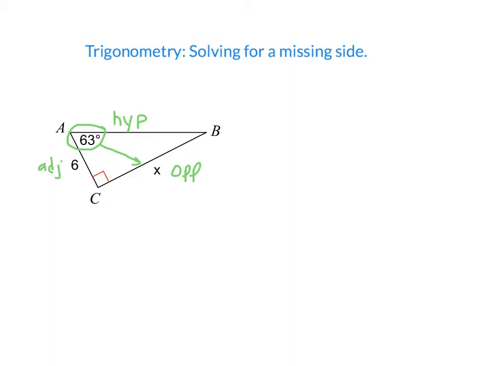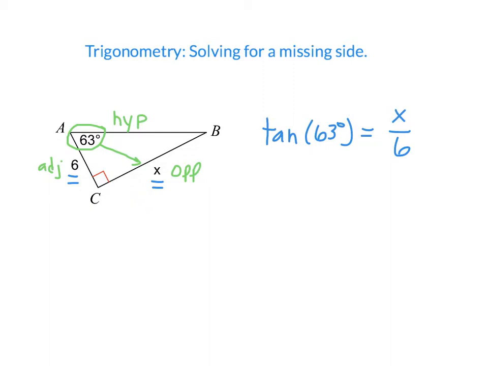In this case, the sides that have labels on them are the opposite side and the adjacent side. And so that leads me to want to use the tangent ratio. So the equation that we'll write is the tangent of the angle, which is 63 degrees, is equal to the opposite side, which is x, over the adjacent side, which is 6.